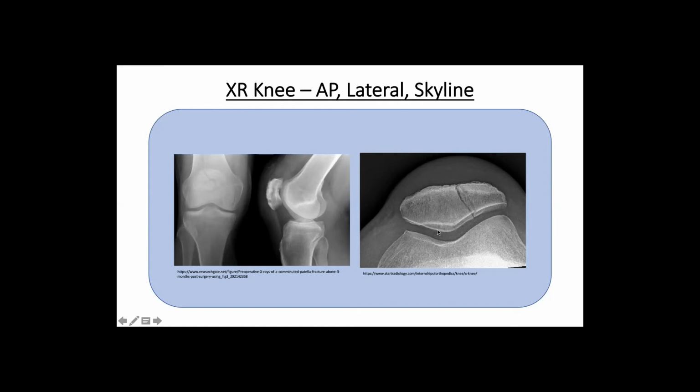Now, the Skyline View is not the same as the fracture on the left, but it is useful to see. You can see exactly where the fracture lines go through. You can look at any injuries to the femoral condyle there. You can look at any loss of joint space or osteoarthritis, which may suggest that it's slightly abnormal, and it will all guide your surgical management.